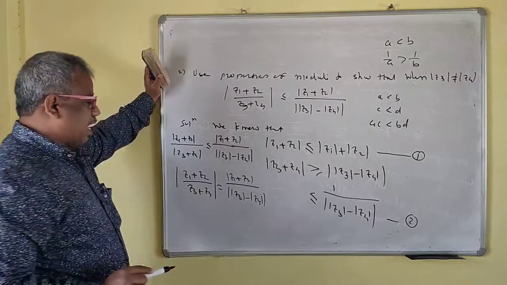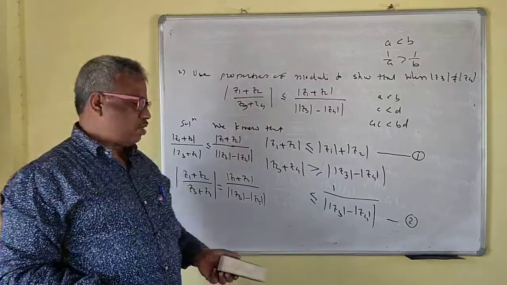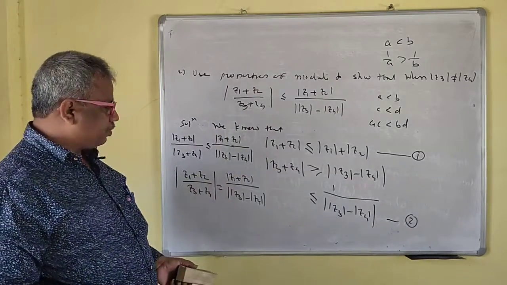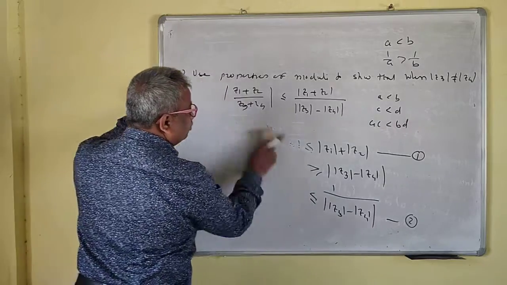We'll keep this one as it is because here you want to separate the mod of the numerator and the mod of the denominator. So don't combine this. We'll combine only the left side.